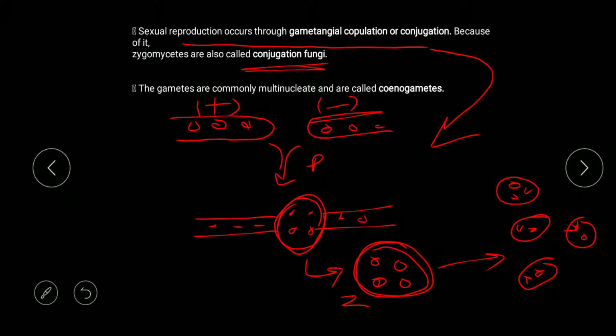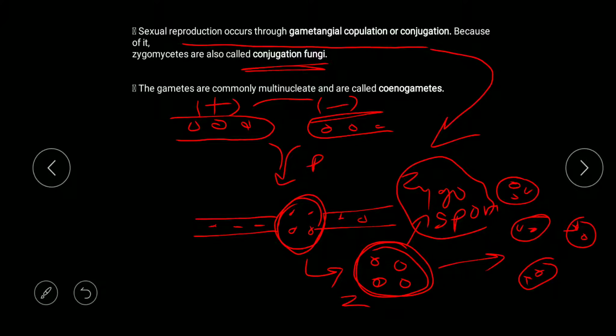So remember, the zygote is known as zygospore. Zygomycetes are conjugation fungi. Why? They are copulating, they are completely fusing, so they are known as conjugation fungi. The gametes are commonly multinucleated. You can see here, gametes are multinucleated. Why? Because such type of development is occurring. So they are known as coenogametes, as the term coenocytic is used for the multinucleate condition.